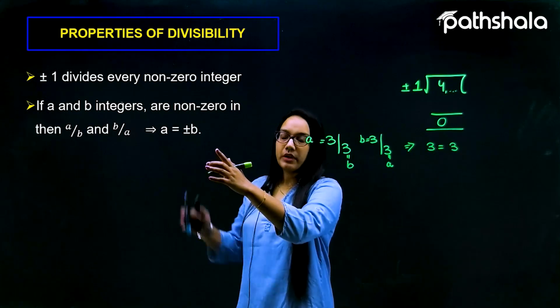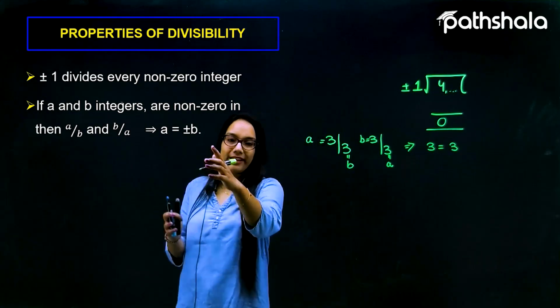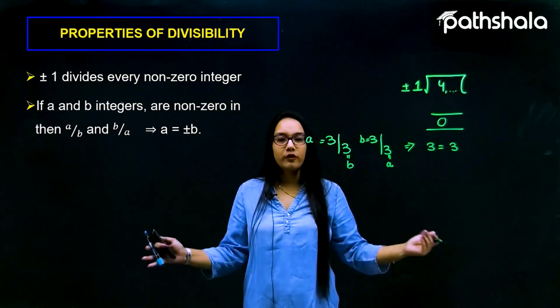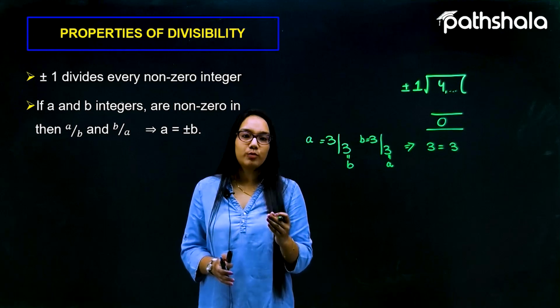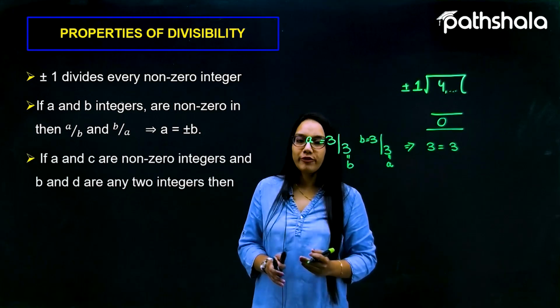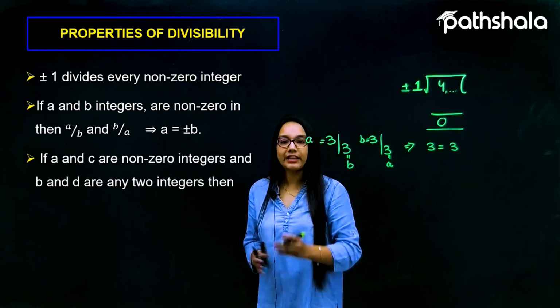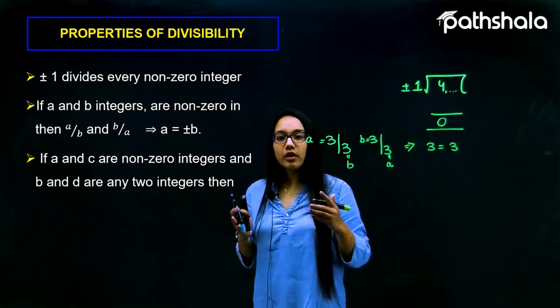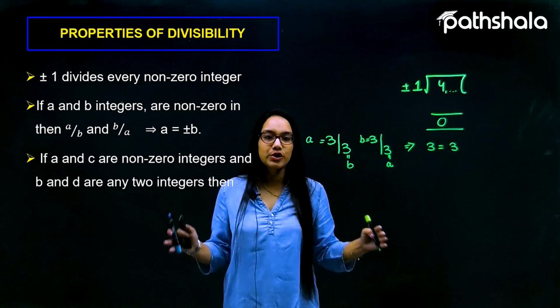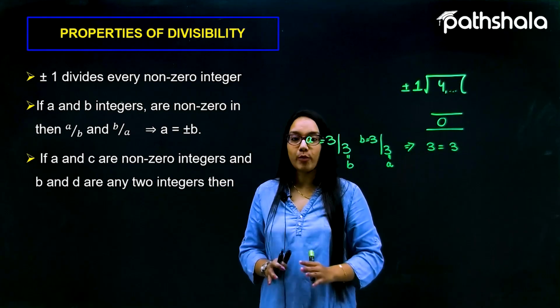So whenever such a condition exists, when A divides B and B divides A, both conditions occurring simultaneously, then A should definitely be equal to plus minus of B. Let's move on towards the third property. It says that if A and C are non-zero integers. Here we are talking about non-zero integers only, we are excluding 0 from it.